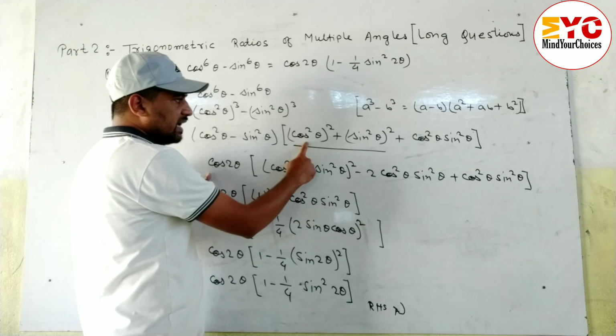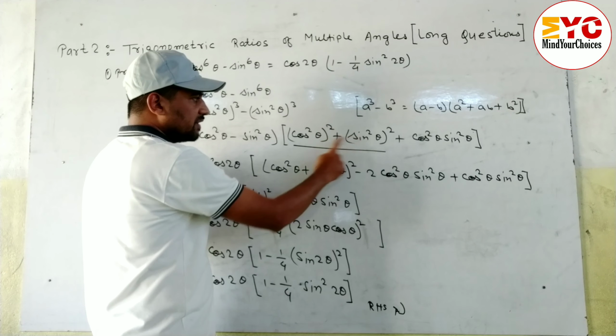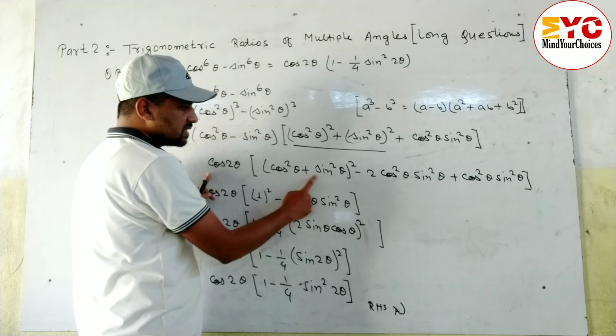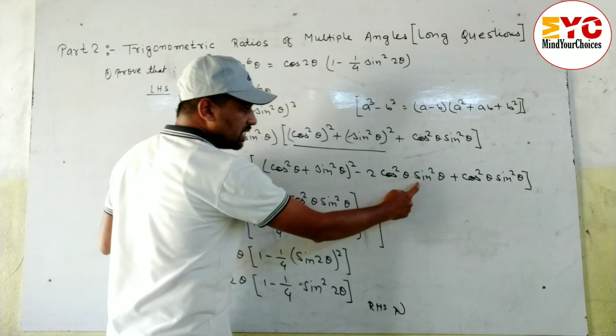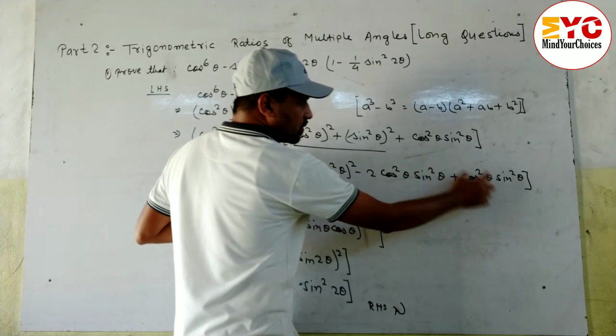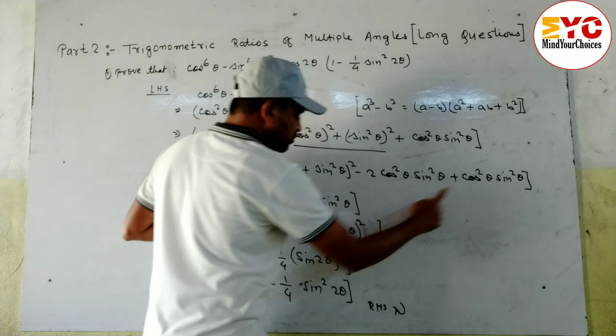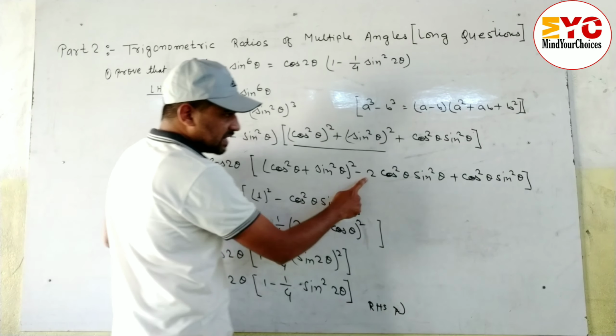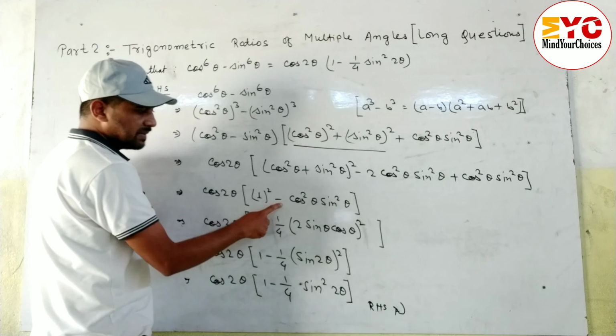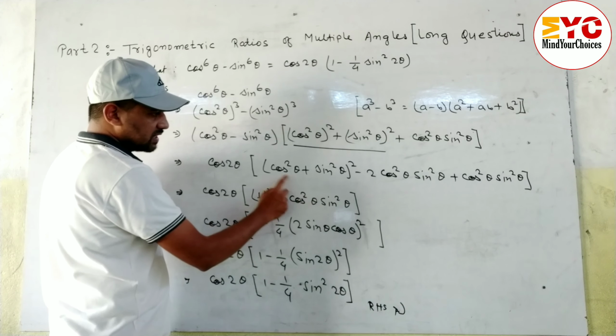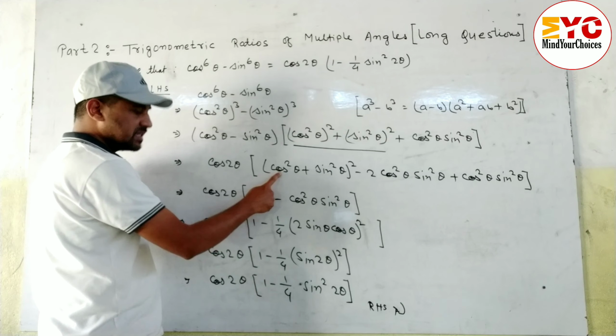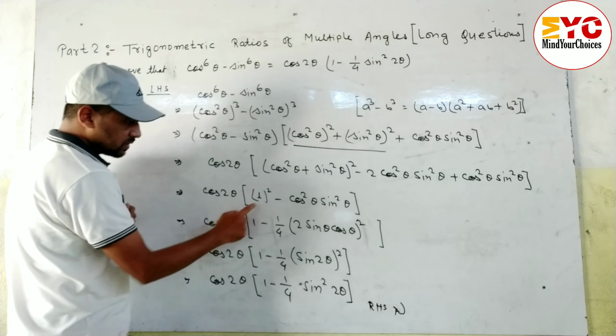And after this, a square plus b square. Formula of a square plus b square, we have to use a plus b whole square minus 2ab. Okay, plus this one write down. These two are like terms, so we can solve. When you solve, we get here minus 2, here 1, so it will be minus 1. So cos square theta sin square theta, and sin square theta plus cos square theta means 1. So 1, here is a square, 1 square 1.